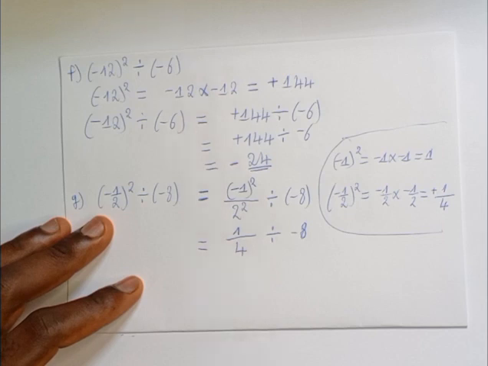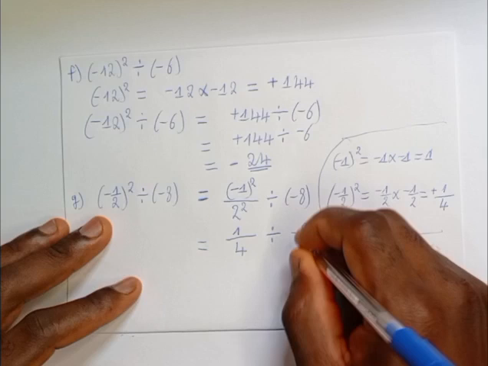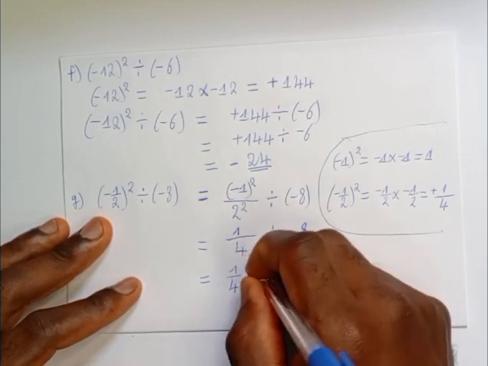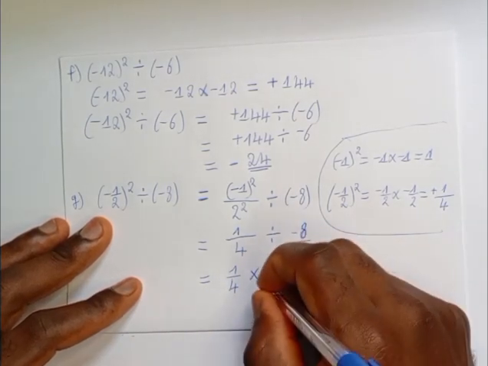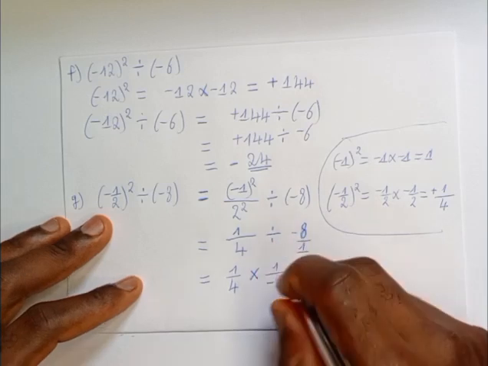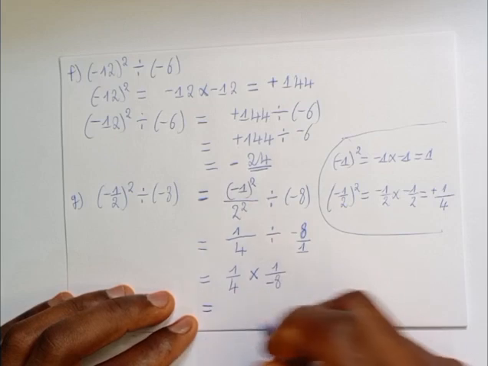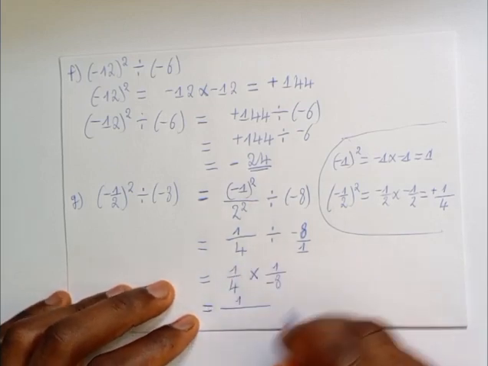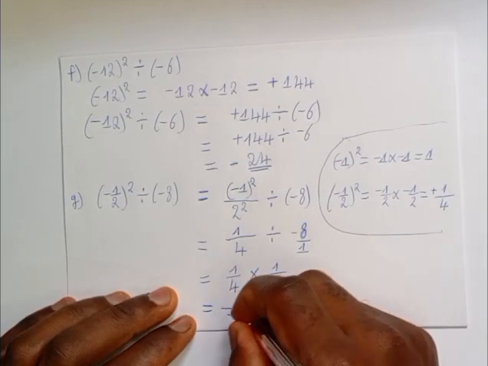Remember, positive 1/4 is the same as 1/4. Negative 8 here can be written as negative 8 over 1. We have to divide two fractions. We are going to maintain the first fraction, we change the division sign to multiplication, then we invert the second fraction. 1 goes up, negative 8 goes down. This will simply be equal to, we multiply 1 times 1 gives us 1 at the numerator. 4 times negative 8 gives us negative 32.